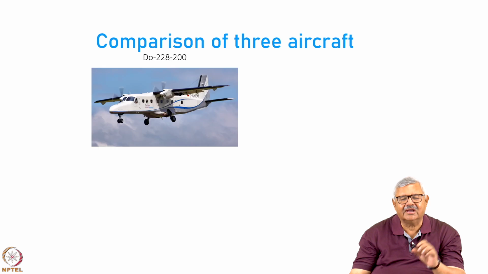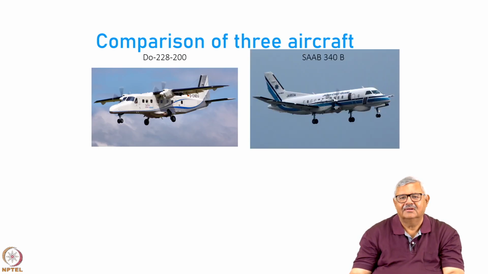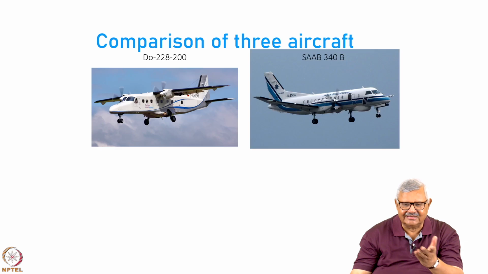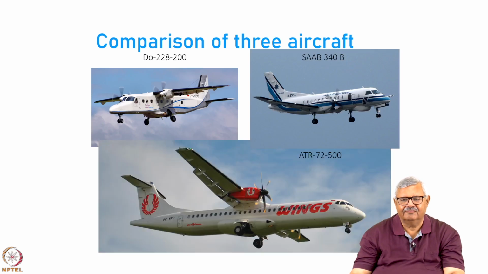The most basic and the simplest aircraft is the Dornier 228-200 with 19 seats. Then you have Saab 340B with 36 seats, and you have the ATR 72-500 with about 66 seats approximately. One can reconfigure to incorporate more or less seats also. So we will look at these 3 aircraft.